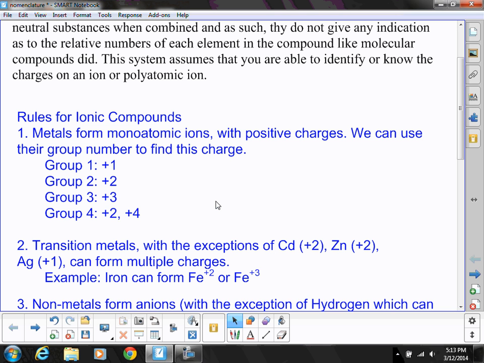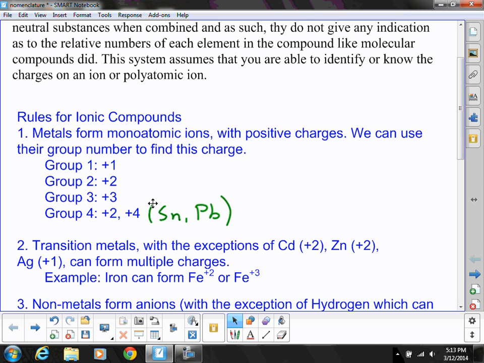Group 2, beryllium, magnesium, calcium, strontium, barium, they form +2. Group 3 or group 13, instead of 3A or B, group 13. So we're talking boron, aluminum, gallium, indium. Those form +3. And then group 4 or group 14, as we talked about the other day, form +2, +4. And again, for those, we're talking only about tin and also lead.